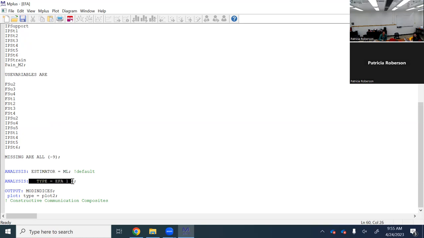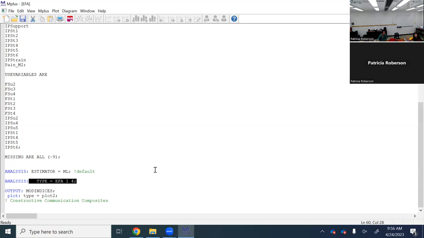For the analysis for EFA, it's very different. The entire line is TYPE = EFA 1 to 4. The 1 to 4 means I want you to extract one through four factors. I can change that later, but that's usually where I start. The plot will give me a plot of the eigenvalues, specifically PLOT2, in the output. And so we're just going to see how many factors pop out. So we'll kind of do this together.